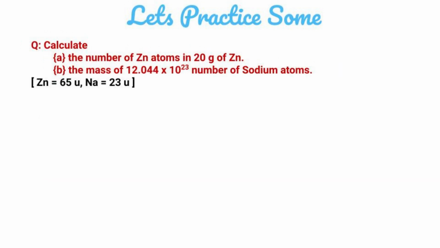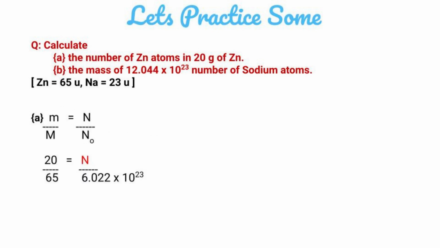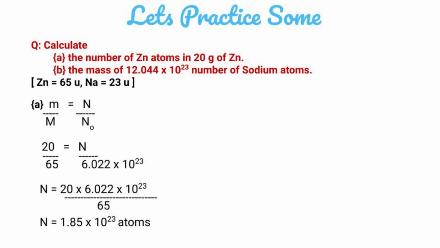It's time to do some complex calculations, which include none other than the third formula. Let's dive in. In the first part of the question, we need to find the number of atoms of zinc in 20 grams. So, small m is 20 g. Molar mass, which is capital M, is given as 65 u or gram, and Avogadro number must be known, which is 6.022 into 10 raised to the power 23 zinc atoms. Now use the third formula and put the values. The answer is 1.85 into 10 raised to the power 23 atoms.